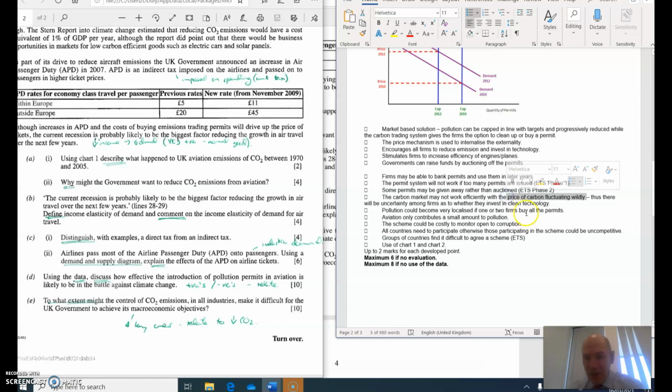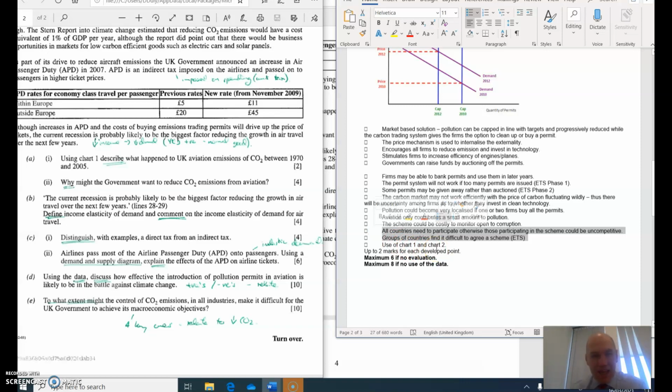Business wants certainty. If certain firms or countries allow this, pollution can be very localized. Aviation, if you look at the question, the battle against climate change, it only contributes a small amount to pollution, but an important part, obviously. It could be open to corruption or fraud because the permit system is IT based. And then if all countries or industries aren't competing in this, then obviously it's going to limit any pollution. And you can use the charts to explain the key points there that you need.